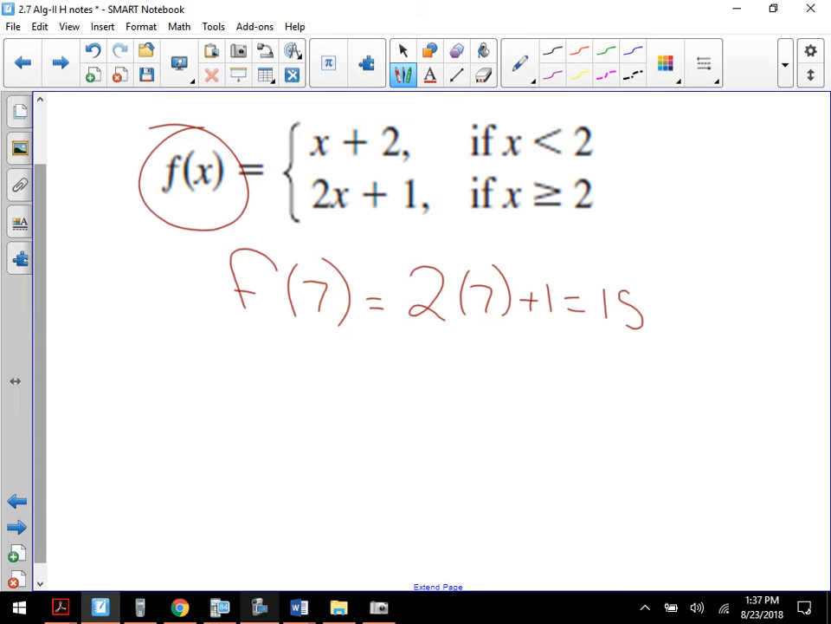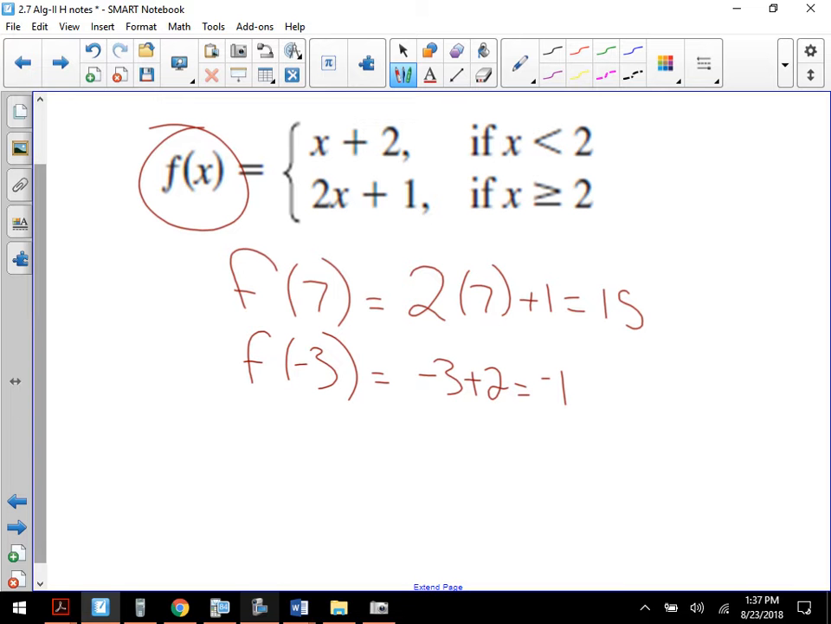All right. Now, if I say f of -3, which one do I use? Top equation or bottom equation? And why is that? Ding, ding, ding. So that means I get -3 plus 2, otherwise known as -1.